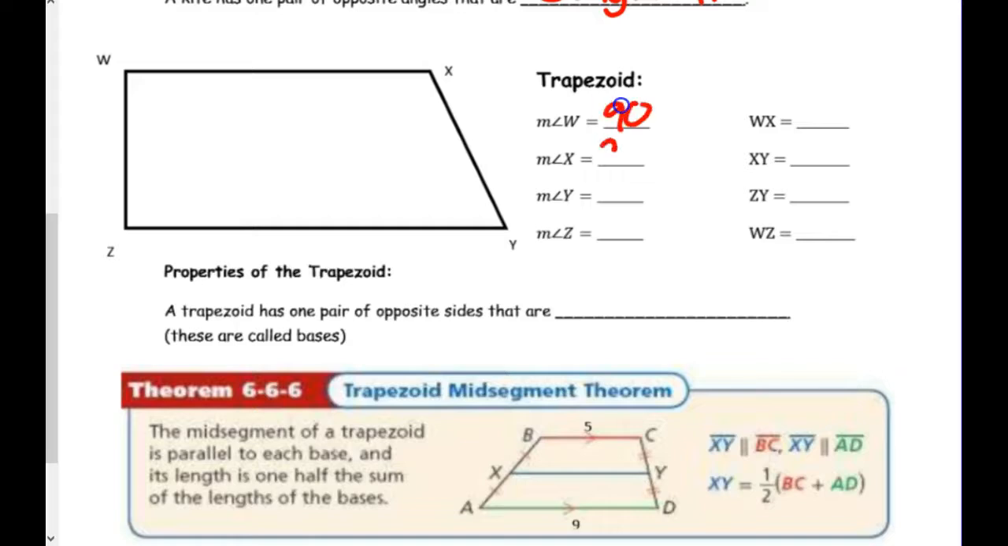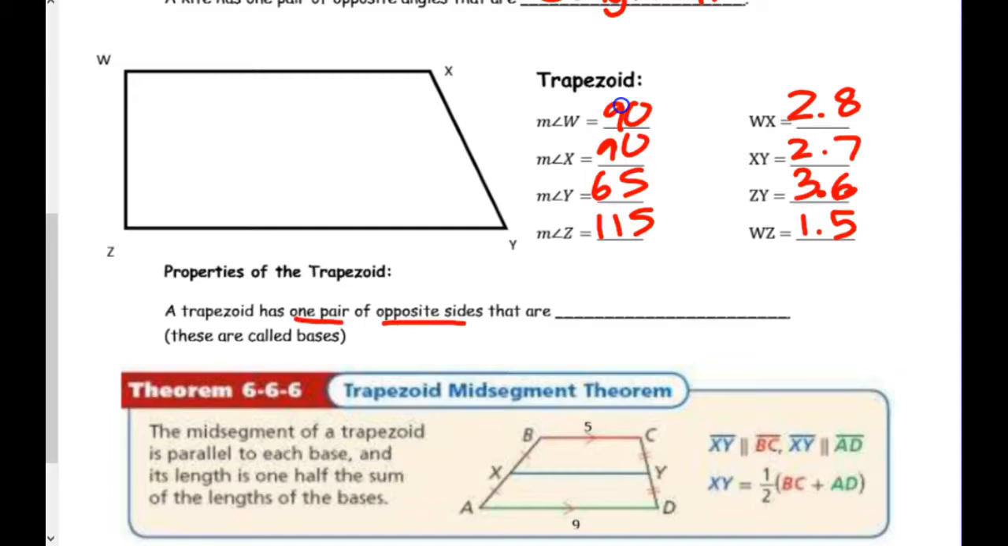So we had, what, 90, 90, 65, 115. We had 2.8. These were not equal right here on purpose. 3.6, 3.6, 1.5. Okay, so the only thing we really see about this trapezoid that we can definitely define is that it has one pair of opposite sides that are parallel. They're not congruent. The only thing I know is that this and this are parallel, and that's it. The side lengths can be different. They can stretch them out. It's whatever, okay?